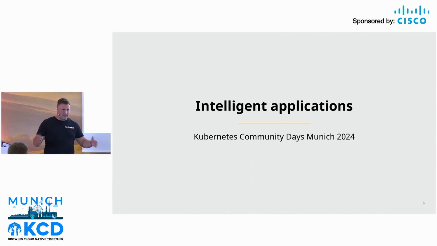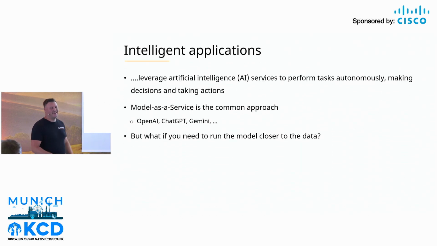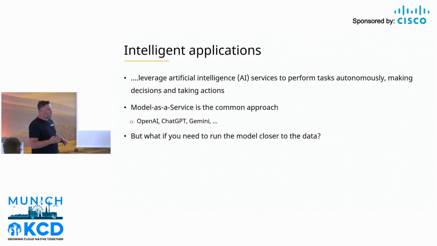OK, intelligent applications. There's no real definition for that, so we can tell you whatever we want. But basically, what we're thinking about is that an intelligent application leverages AI services to perform tasks and make decisions, to do everything automatically that a human would do before. So you leverage the AI service commonly or mostly over a REST API in the model-as-a-service approach. And the big players are there: OpenAI, ChatGPT, Google Gemini. These are the common approaches for how you would consume a large language model as a service.